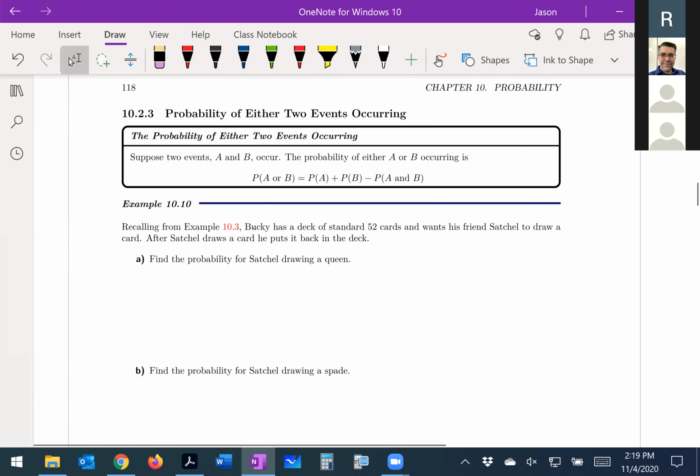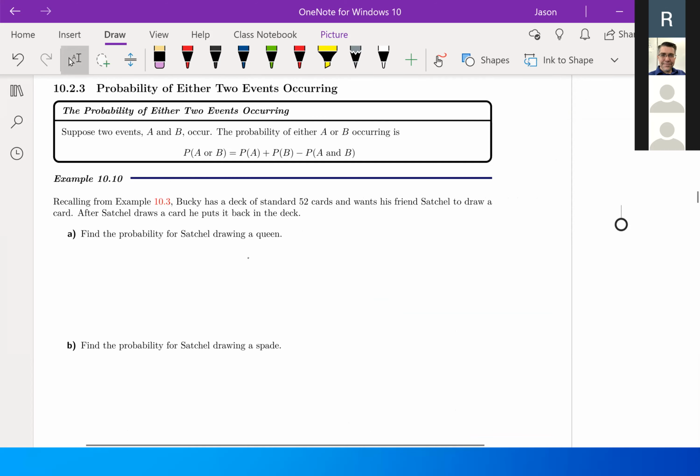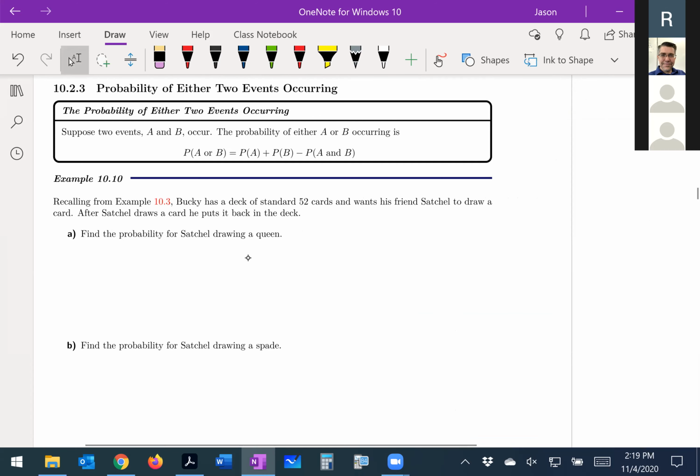Wait, what about the or statement here? Okay, or, I want A or B. Now, and is kind of inclusive. Think of the and statement as both, and think of the or statement as either. And is both, and or is either. Either occurs.